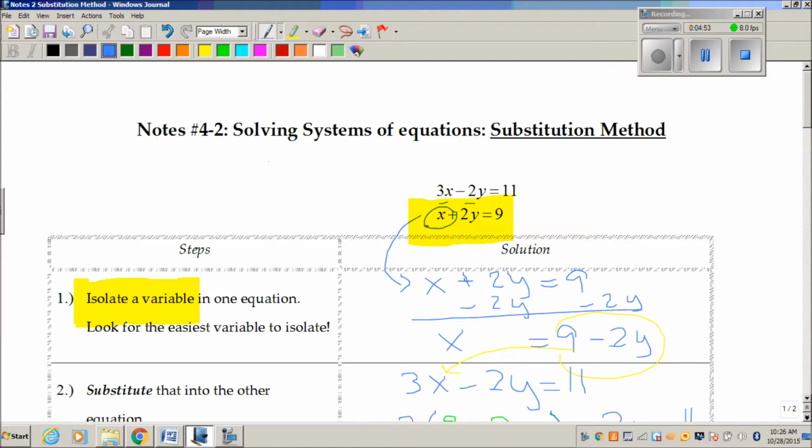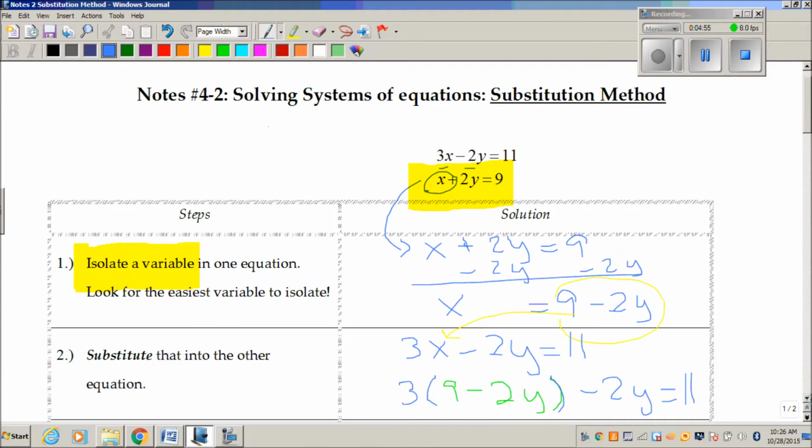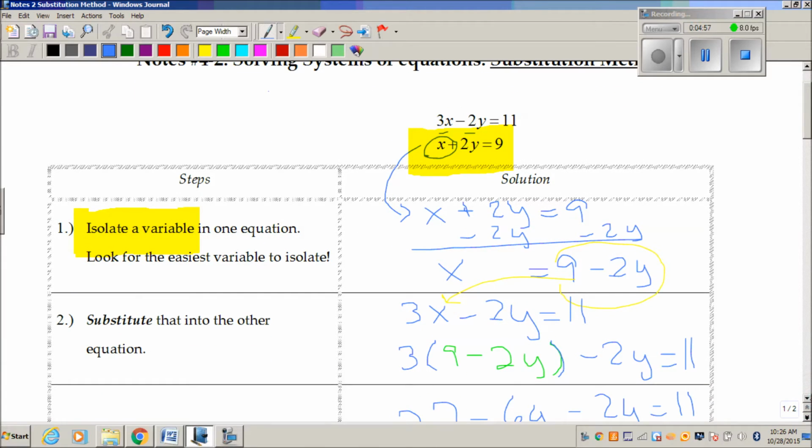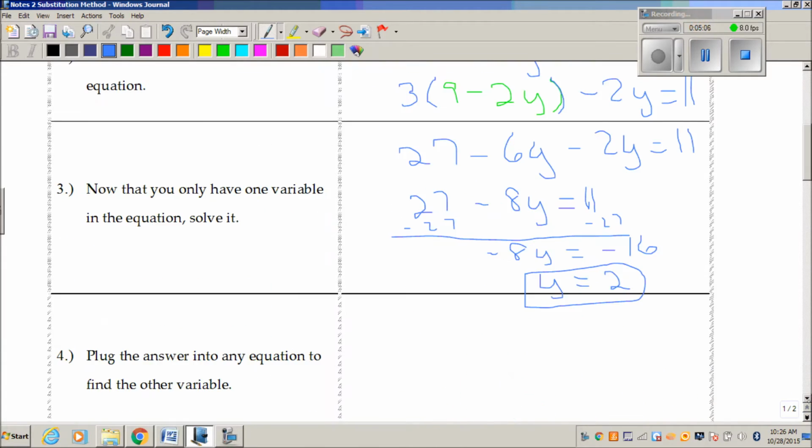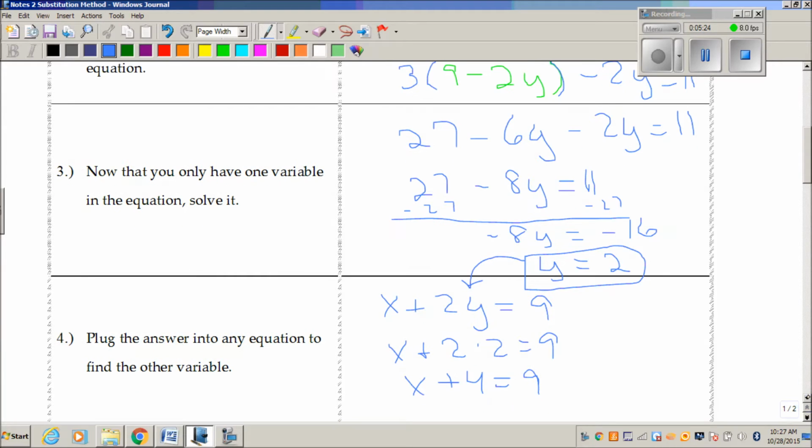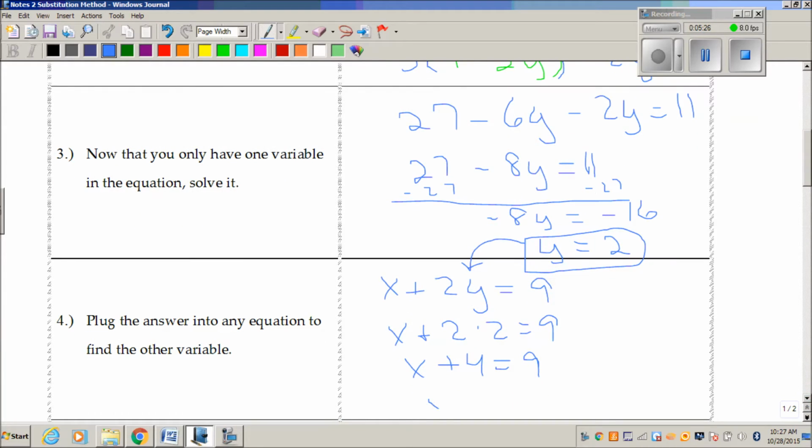So I'm going to put in x plus 2y equals 9. Down here where I'm doing my work, x plus 2y equals 9. I'm going to substitute y equals 2 in place of y. So I'm going to have x plus 2 times 2 equals 9. X plus 4 equals 9. When I subtract 4 from each side, I get x equals 5.